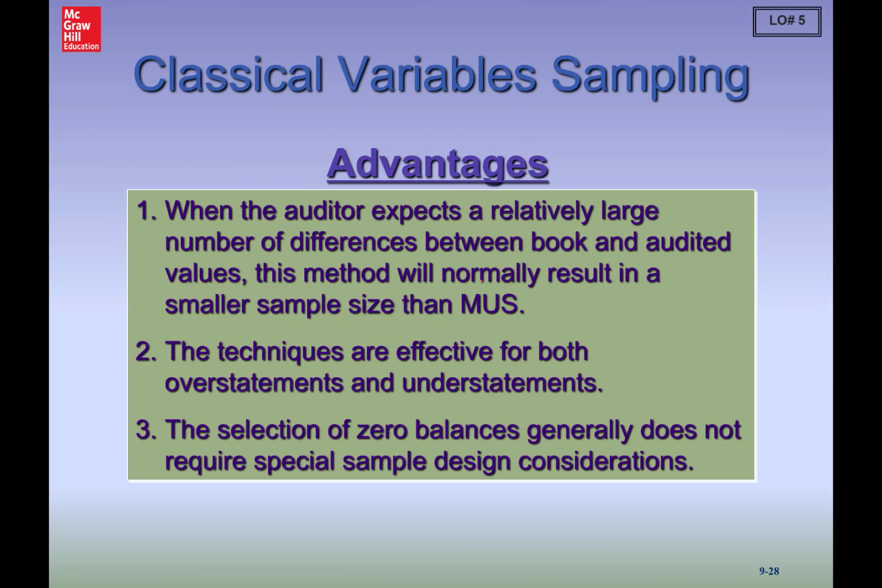Classical variables can be used if you have too many negatives, too many zeros. Then you're going to go ahead and use classical variables, if you determine that you can't use monetary unit sampling. Most populations will lend themselves to dollar unit sampling, monetary unit sampling.